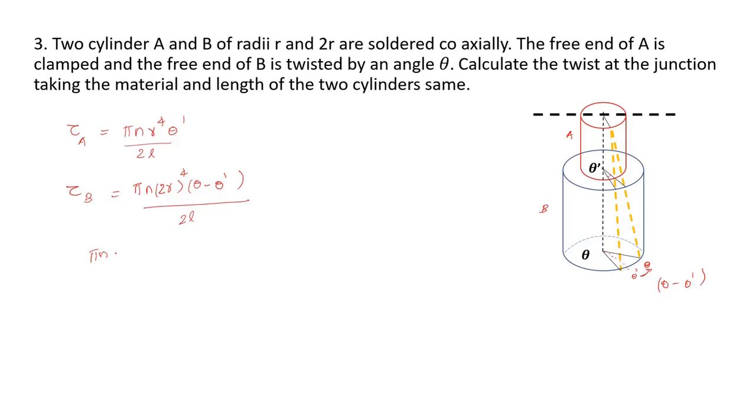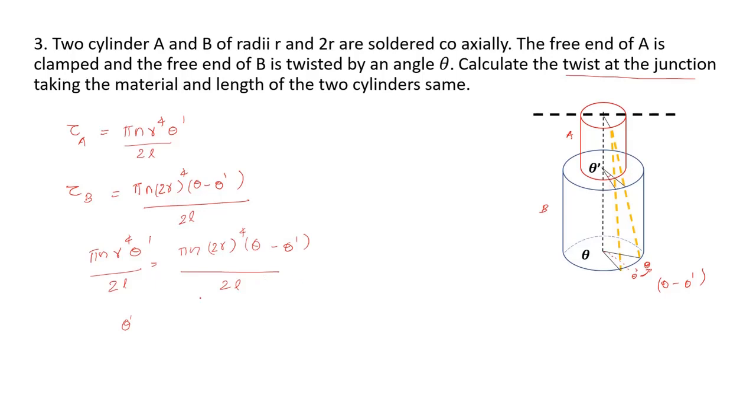Pi n r to the power 4 theta dash divided by 2l is equal to pi n 2r to the power 4 into theta minus theta dash divided by 2l, and from this we are asked to find theta dash. So, let us write an equation for theta dash. We are asked to find twist at the junction, and twist at the junction is theta dash. So, we are asked to find theta dash.